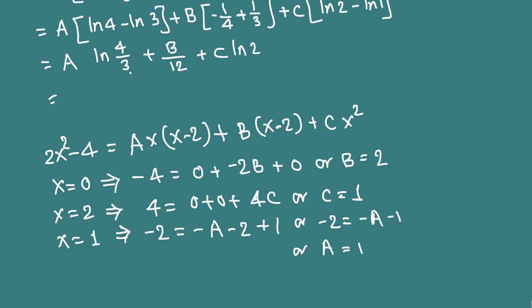Okay, a equals 1, so a equals 1, b equals 2, c equals 1. Plug this into the answer we found earlier. So a is 1, so no effect. Natural log of 4/3, plus b is 2, so 2 over 12, 1/6, plus c is 1 times natural log of 2, so just natural log of 2. So you may leave it here, but you can combine natural log 4/3 plus natural log of 2. The sum of two natural logs will be the product, so natural log of 4/3 times 2, which is 8/3, plus 1/6. Okay, final answer here.